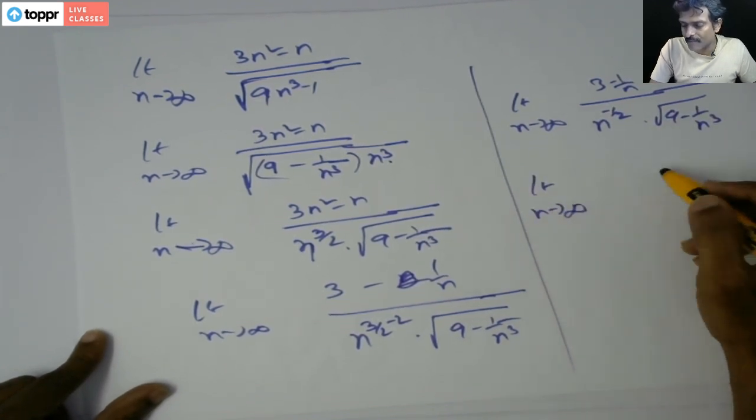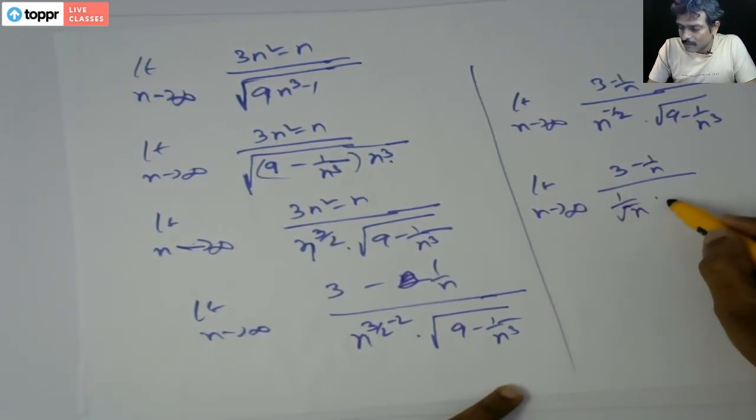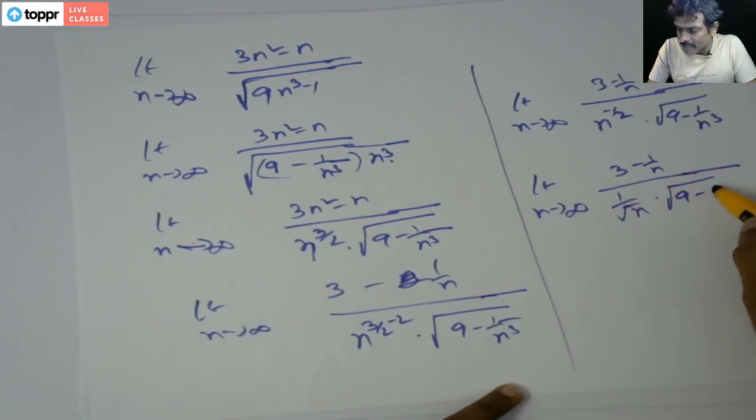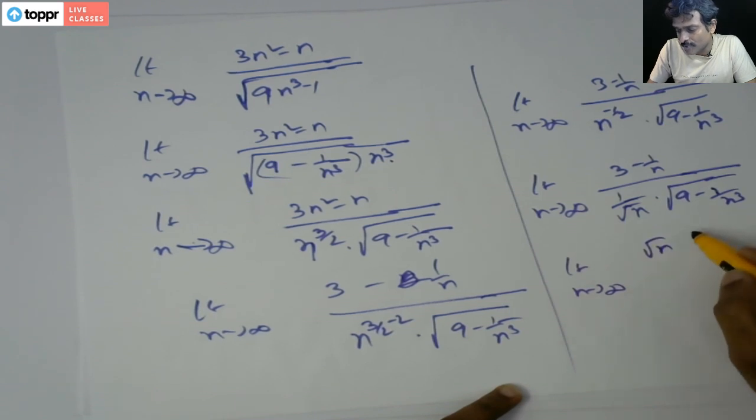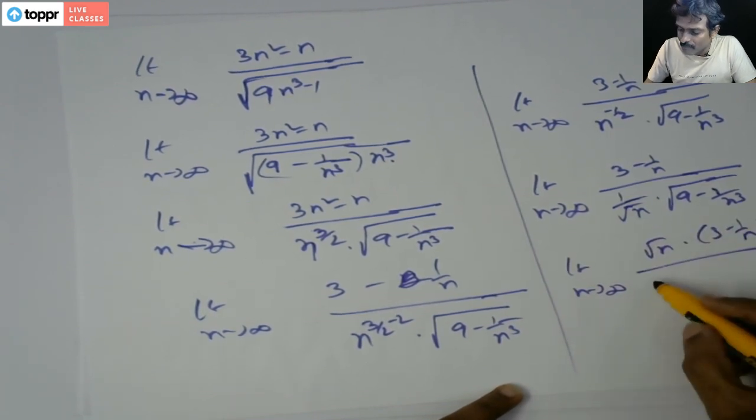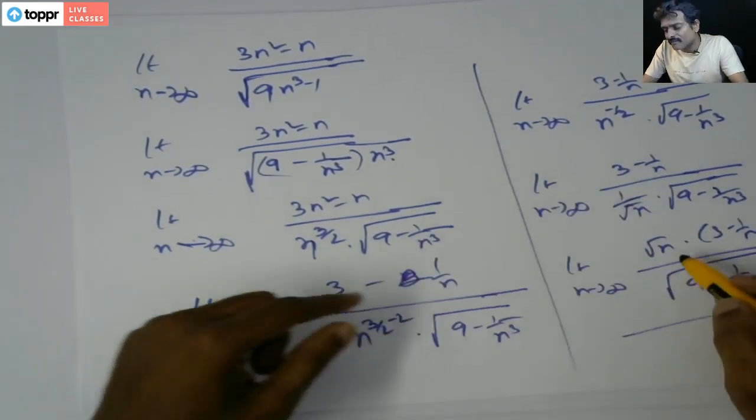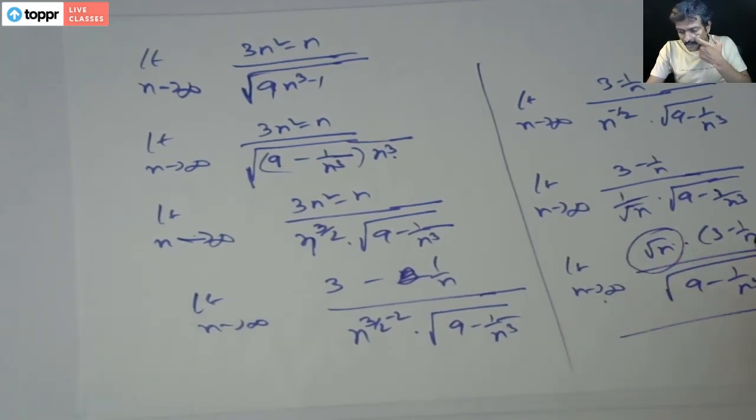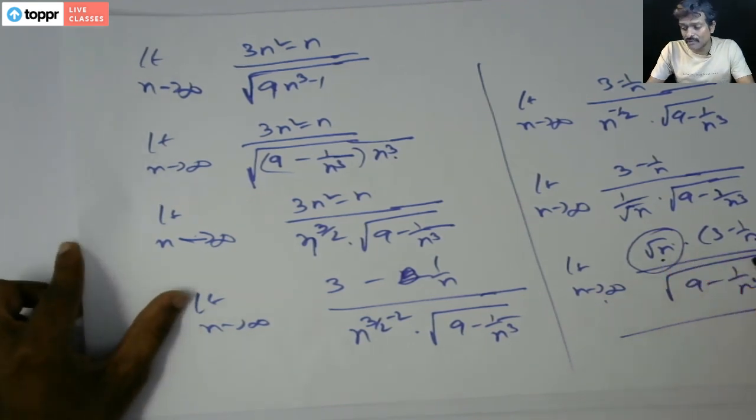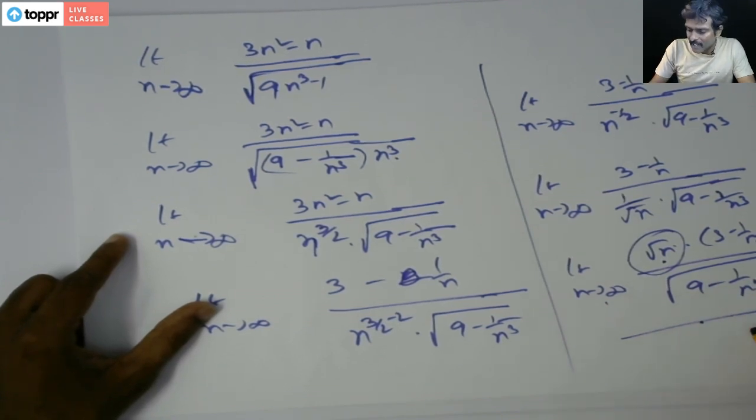Limit n tends to infinity of (3 minus 1 by n) by (1 by root n times root of 9 minus 1 by n cube). So now this is a denominator's denominator again. So what happens? N tends to infinity, it goes to the numerator, times (3 minus 1 by n) by root of (9 minus 1 by n cube). So now see, you did not get rid of this n here by doing whatever it is. Even though if you substitute n is equal to infinity, this might be 0, but this is still infinity. So this is in the form of infinite by something. So the limit of this is not defined.